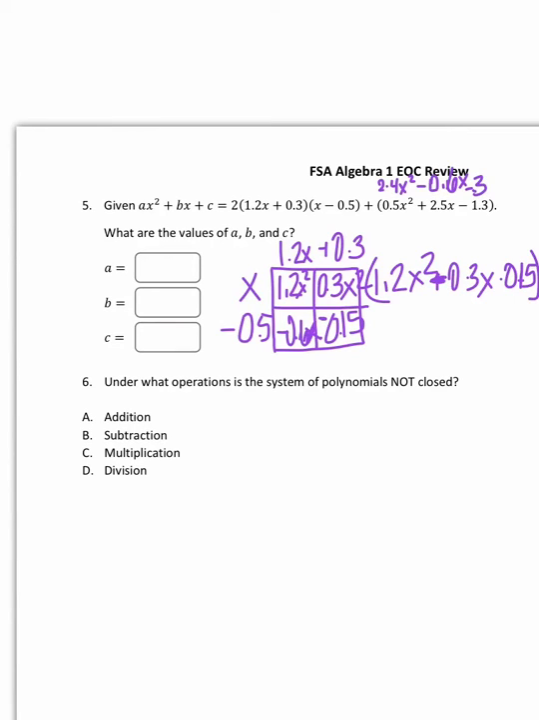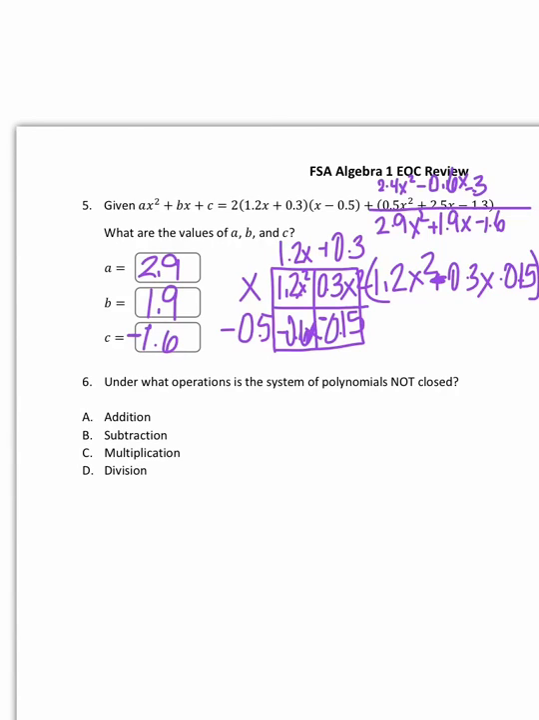Okay, so then we're going to go ahead and add them vertically. So we get 2.4 plus 0.5 is 2.9 in A, 2.9x squared, and then 2.5 minus 0.6, which gives me 1.9x, so that's B is 1.9, and C is negative 1.3 minus 0.3, which is negative 1.6. Oops. So you get negative 1.6 for C.